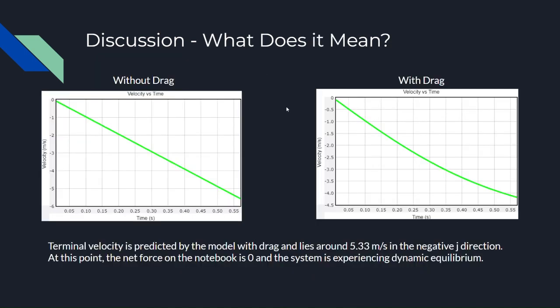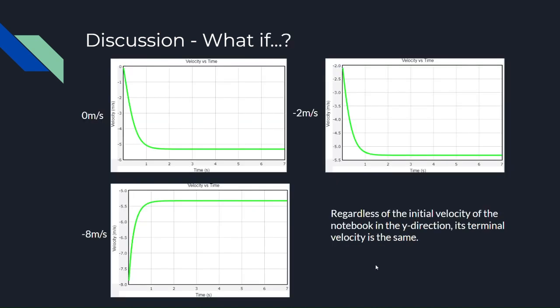What does it mean? Well, the model with drag in coding predicted a terminal velocity, and that lies around 5.33 meters per second in the negative j direction. At this point, the net force on the notebook is 0 and the system is experiencing dynamic equilibrium. If the object was thrown with some initial velocity, we see that the terminal velocity would remain the same, around negative 5.33 meters per second in the y direction. So that's the same no matter what.